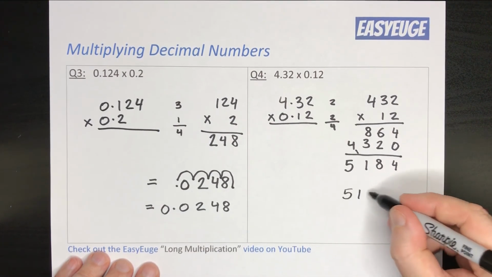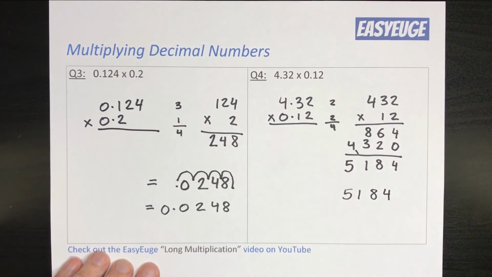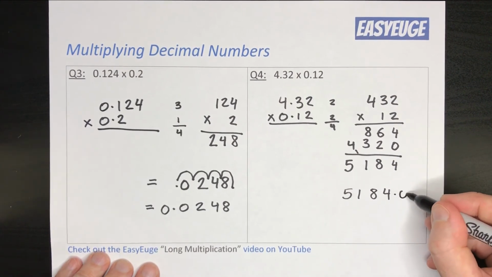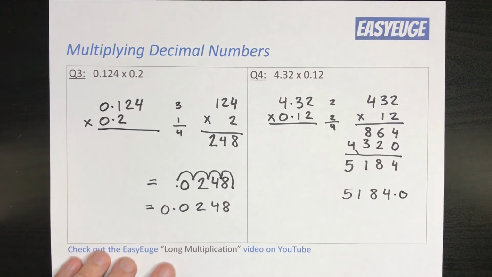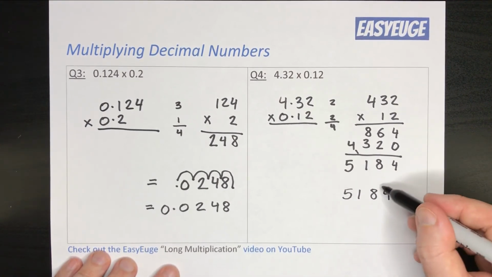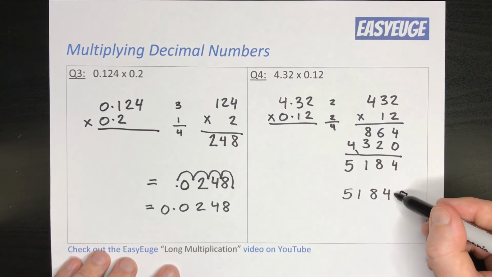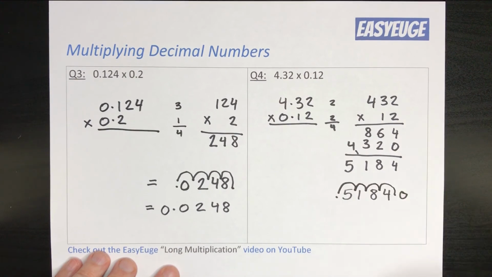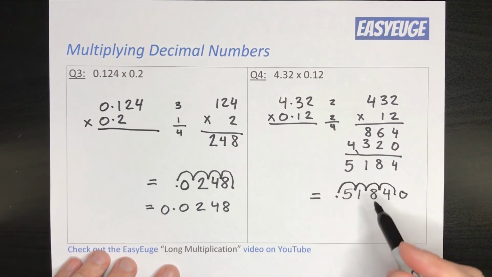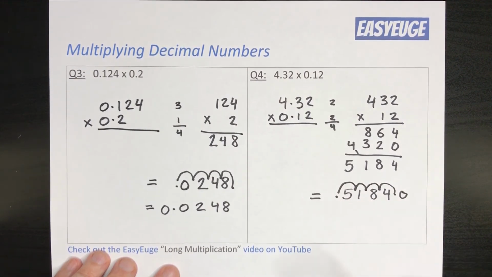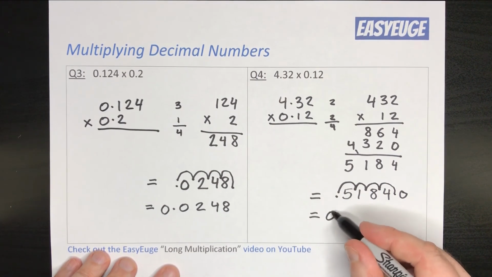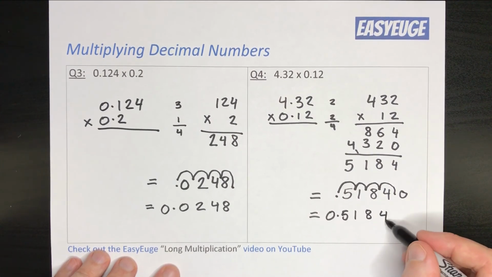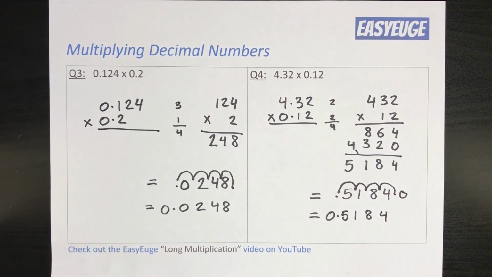So let me just write that down for a moment. 5184 is the same as 5184.0. Okay. And let's move that decimal point back in 4 places. Are you ready? 1, 2, 3, 4. There. So the answer is 0.5184. Let's write that again to make it look neater. 0.5184. And there's your answer.